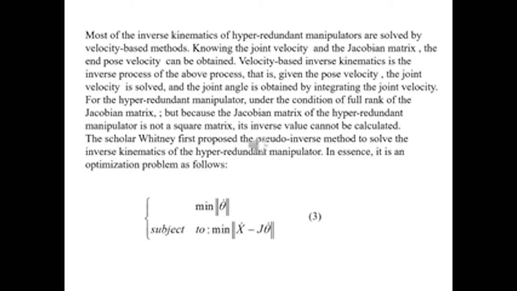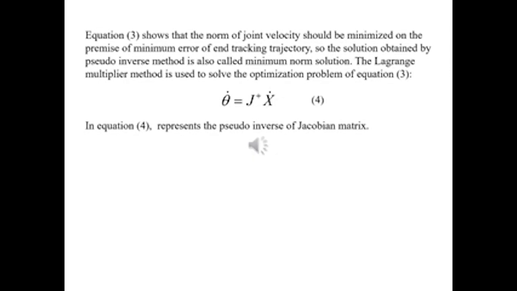The scholar Whitney first proposed the pseudo-inverse method to solve the inverse kinematics of the hyper-redundant manipulator. In essence, it is an optimization problem as follows, Equation 3. Equation 3 shows that the norm of joint velocity should be minimized on the premise of minimum error of end tracking trajectory, so the solution obtained by pseudo-inverse method is also called minimum norm solution. The Lagrange multiplier method is used to solve the optimization problem of equation 3, giving equation 4. In equation 4, J+ represents the pseudo-inverse of the Jacobian matrix.